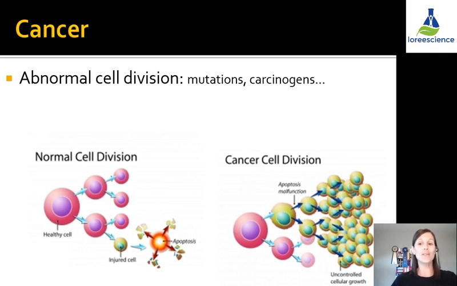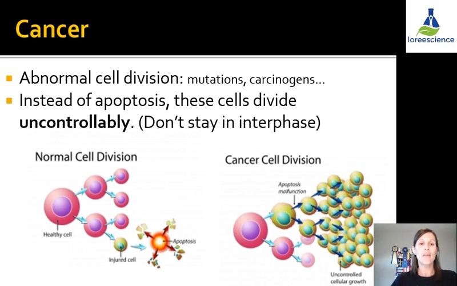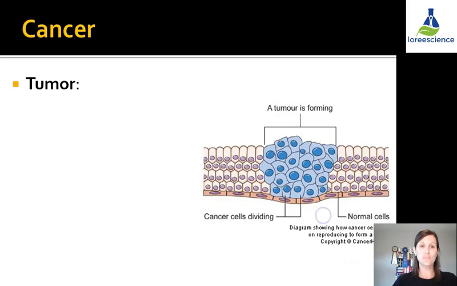It won't be killed off normally. Therefore, all of its daughter cells will have the exact same damage that it had. So instead of apoptosis, the cells divide uncontrollably in cancer. So basically, they don't stay in interphase. They just keep going through mitosis. They rush through interphase, don't stop at the checkpoints, and go back to cell division.